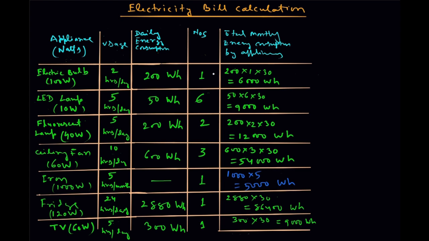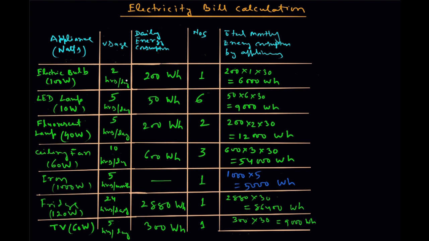Suppose electric bulb, there is one electric bulb of 100 watt in the house, and total monthly energy consumption by appliance. For this particular appliance, what is the total energy consumption? Let us start. This is the electric bulb. It is 100 watt bulb, and it is used 2 hours per day. So what is the daily energy consumption?